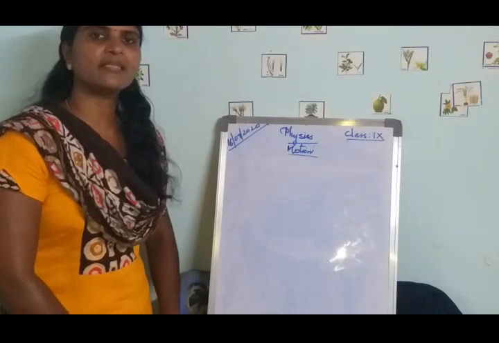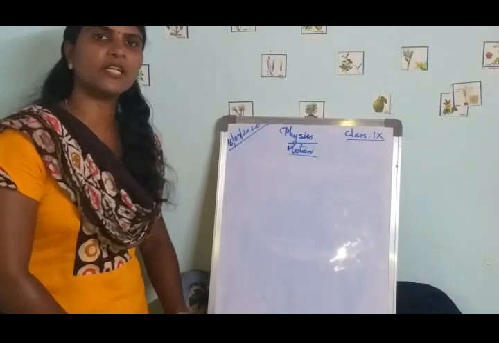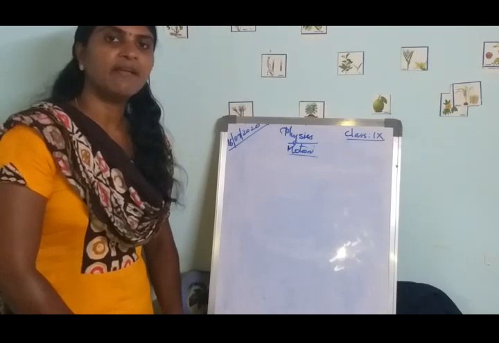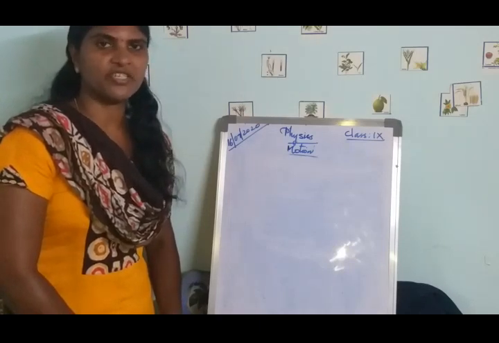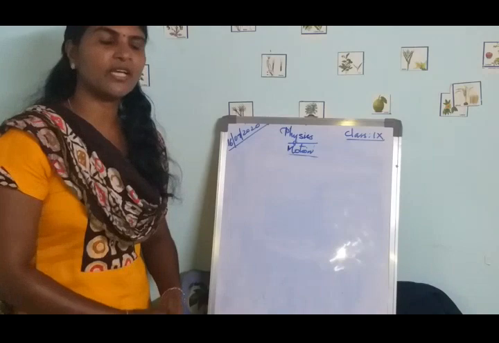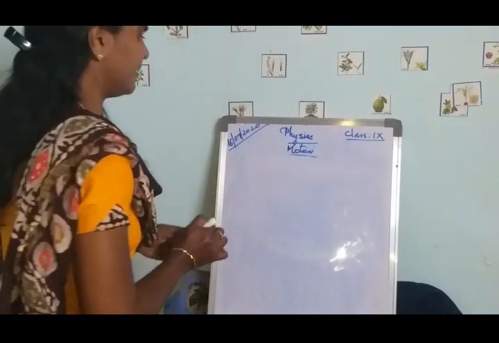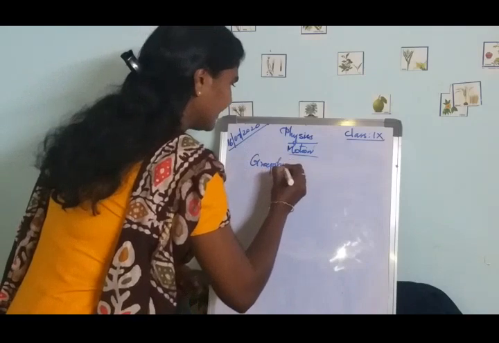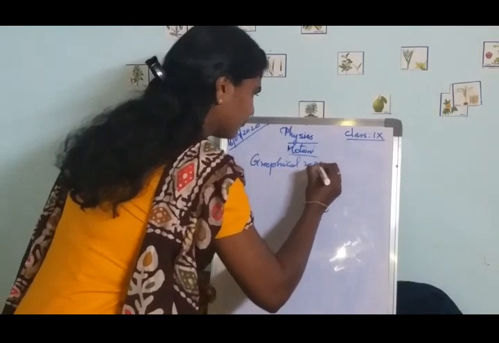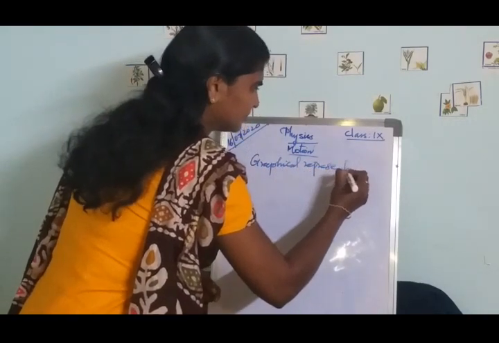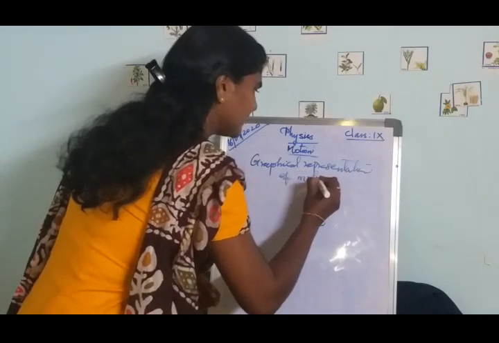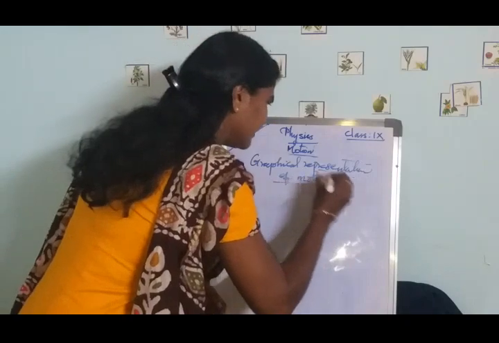In the last classes we have discussed various physical quantities such as distance, displacement, speed, velocity and acceleration. Today in class we are going to discuss the graphical representation of motion. How can the motion of an object be represented by using a graph?